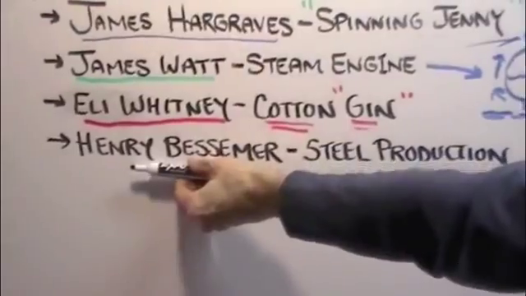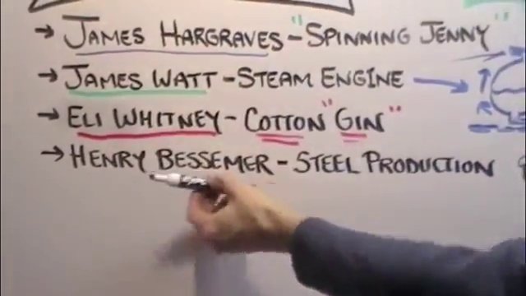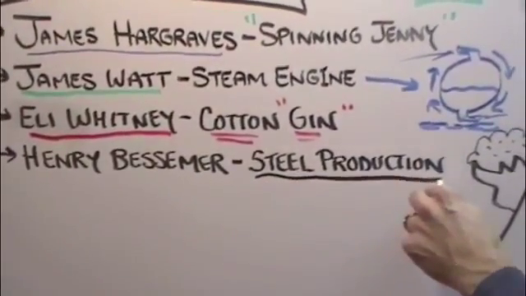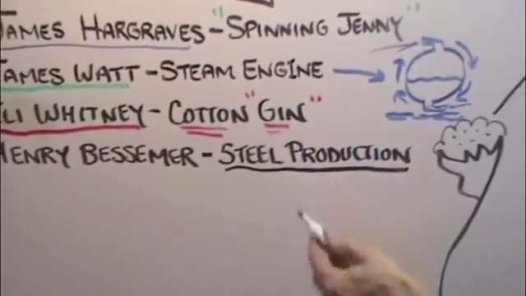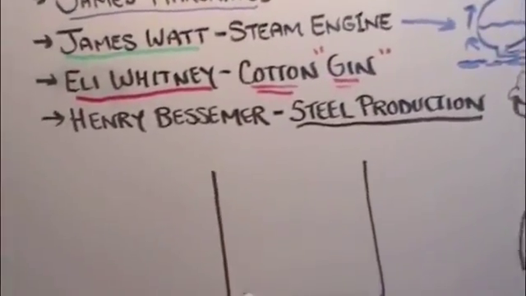Henry Bessemer is going to be the last one. He is going to come along and invent, in terms of technology, a way to turn iron into steel. Steel is a brilliant metal, largely because of the fact that it bends. It is extremely strong and it bends.